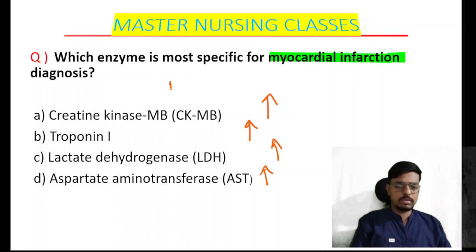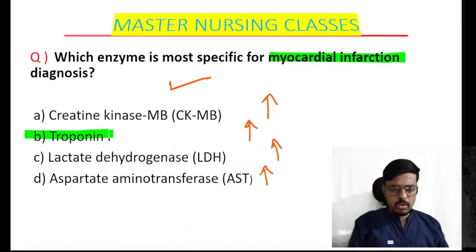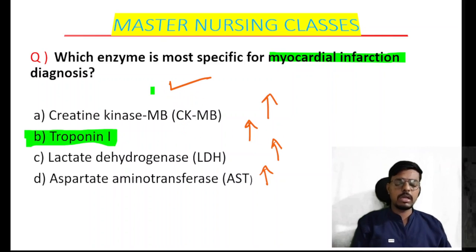Whenever there is damage to any muscles, all these biomarkers will increase in our blood. But troponin I is the only specific one; it increases only in damage of the myocardial muscles. CKMB increases in myocardial muscle damage, and minorly in other muscle damage also. Lactate dehydrogenase, LDH, increases in liver damage also. AST also increases in liver damage also.